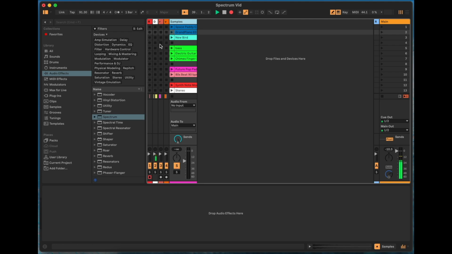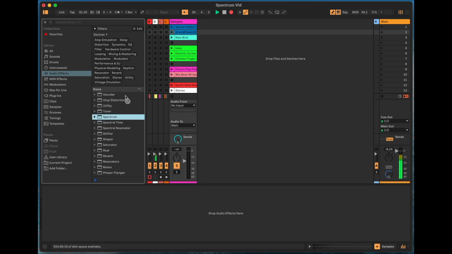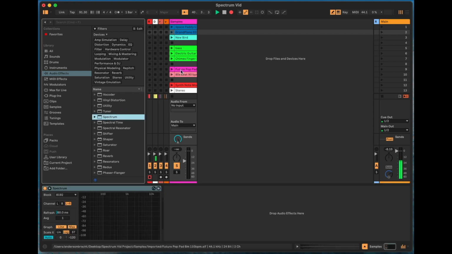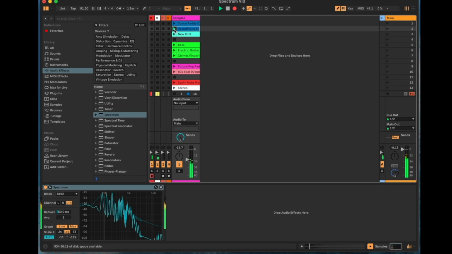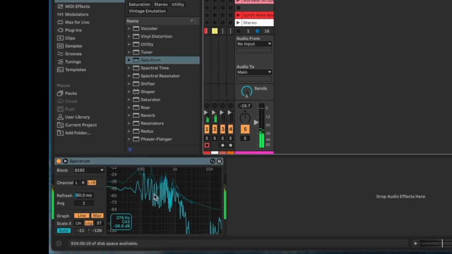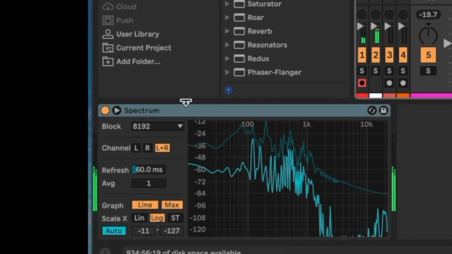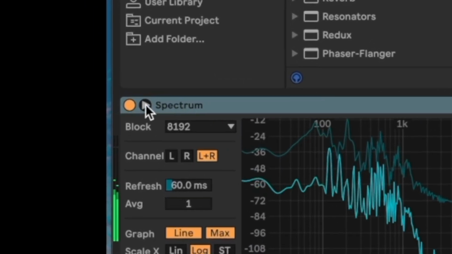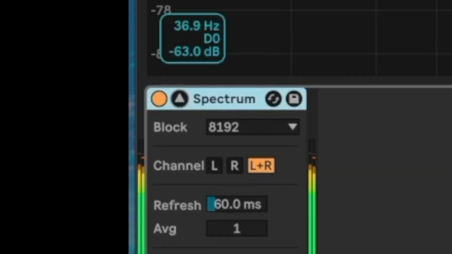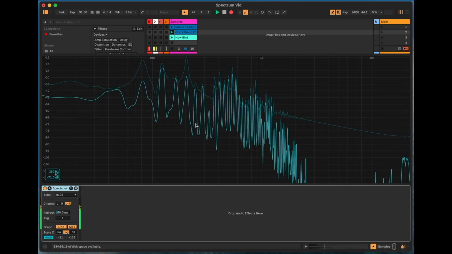I will load Spectrum onto an audio track where I have audio samples loaded in Ableton's session view. If I play the audio of one of the samples, you should see something happening in this window here. If you want to see this window larger, you can select this triangle tab or double-click in the window.